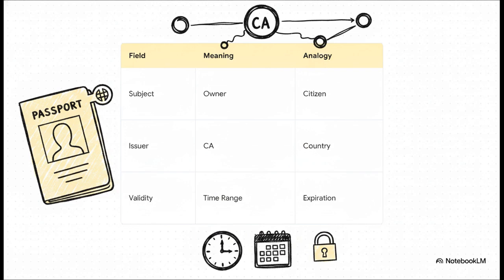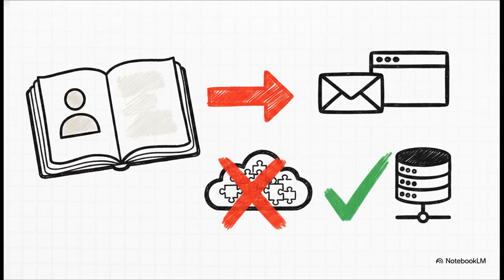And finally, the validity field sets the strict time range the certificate is valid for, which is exactly like the expiration date stamped in a physical passport. When you map it to this real-world concept, the abstract cryptography of PKI suddenly becomes incredibly intuitive. Let's examine that identity binding just a bit closer.